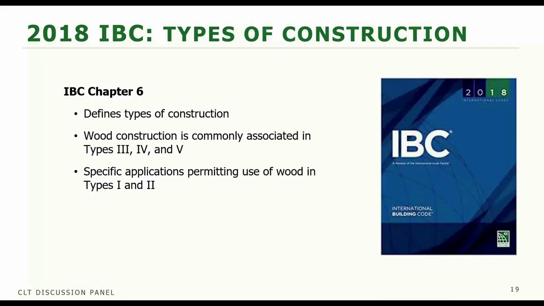In terms of the 2018 IBC, moving from 2015 into 2018, IBC Chapter 6 is where we define our types of construction. Wood construction is commonly associated with types 3, 4, and 5 of construction, and obviously we have our subtypes within those, 3A, 3B, and so on. But in types 1 and 2, there are specific applications that permit the use of wood, but we usually see that in things like finishes. It's not something that we would see in the structural frame for types 1 and 2. Those are required to be non-combustible.